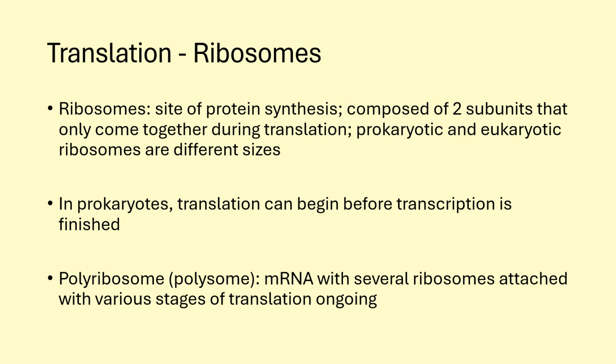A polyribosome or a polysome is when you have one mRNA strand, but you have several different ribosomes attached to it with various stages of the translation occurring. That's much more efficient that way.